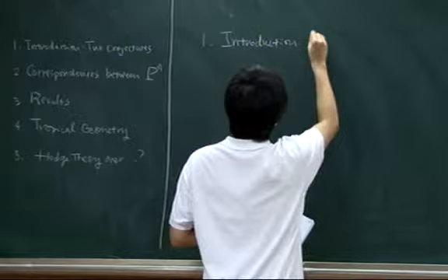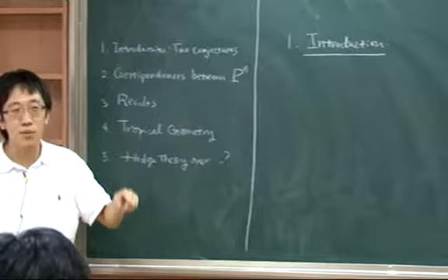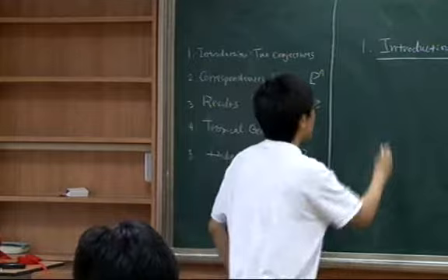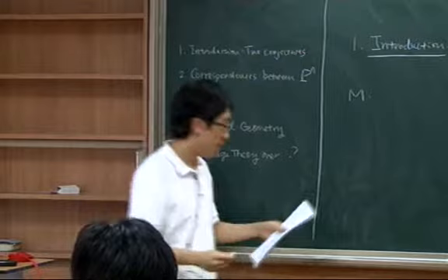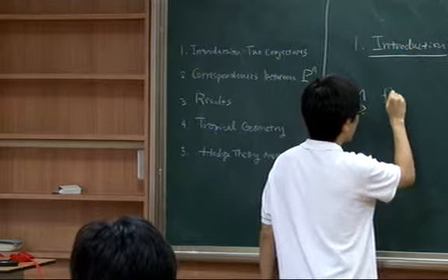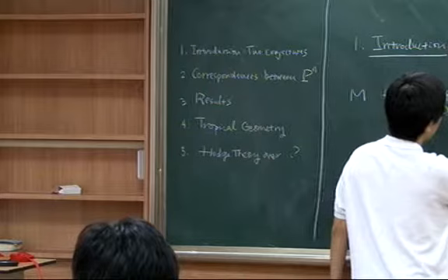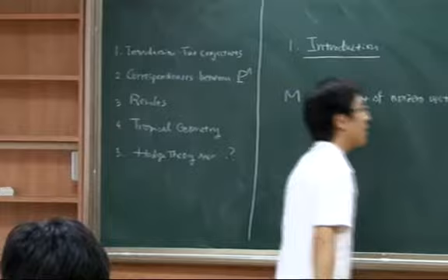Okay, I'll start by introducing two conjectures, very elementary, very concrete problems. So, throughout this talk, by M, I mean just a finite set of non-zero vectors in a finite dimensional vector space over some field, which I call phi.